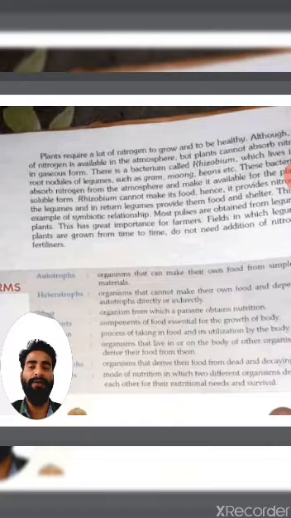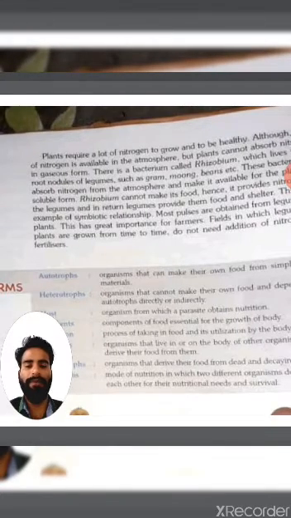Most pulses are obtained from leguminous plants. This has great importance for farmers. Fields in which leguminous plants are grown from time to time do not need the addition of nitrogen fertilizers. So sometimes fertilizers are used for getting good crops.